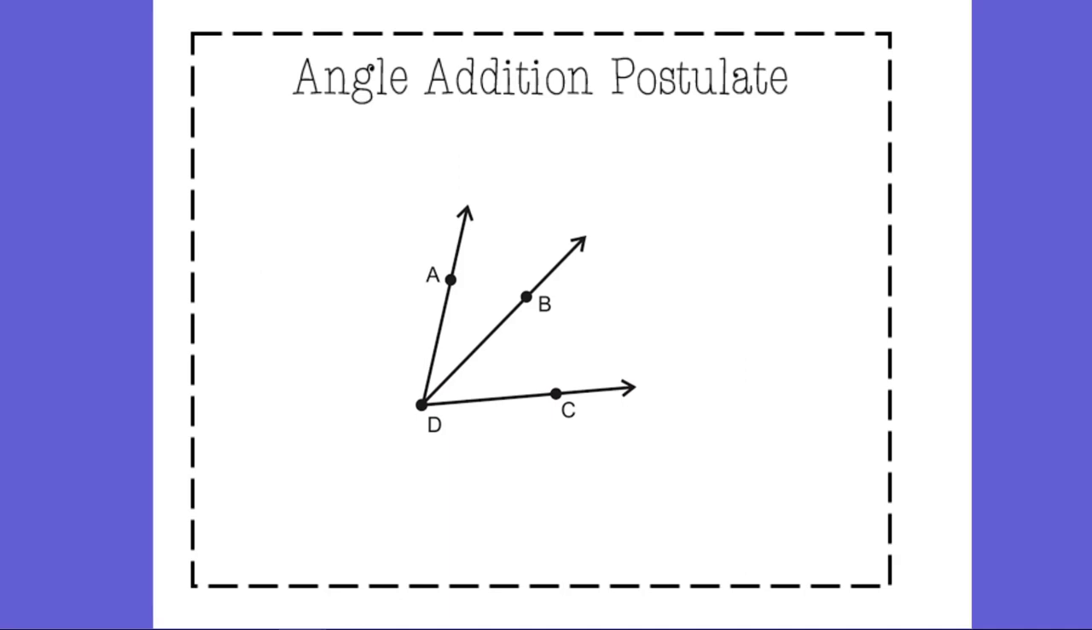So the angle addition postulate is very similar to the segment addition postulate. It just is with angles instead of segments. So the big idea is part plus part equals whole. Part 1 plus part 2 equals the whole enchilada.